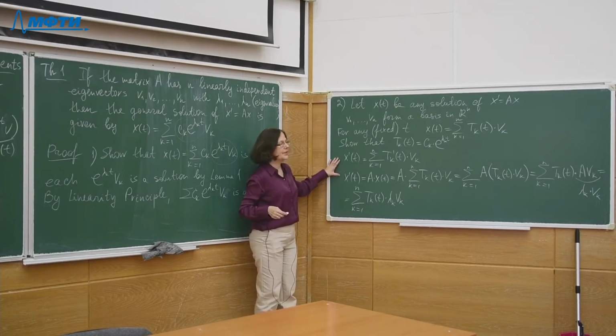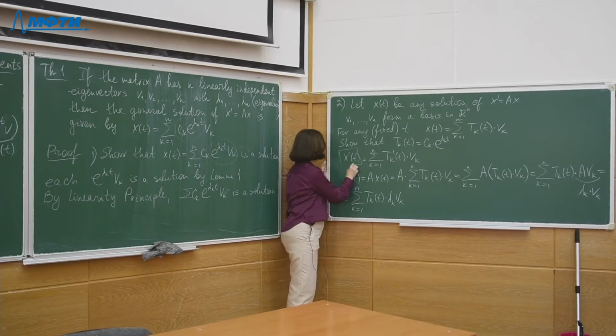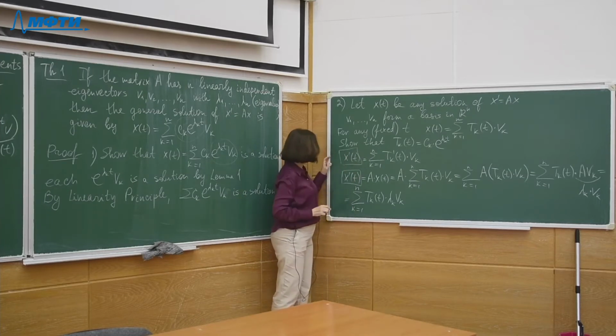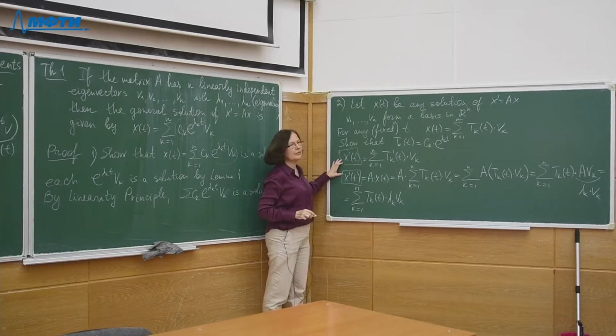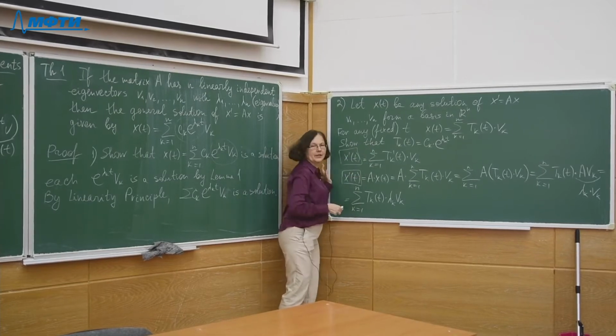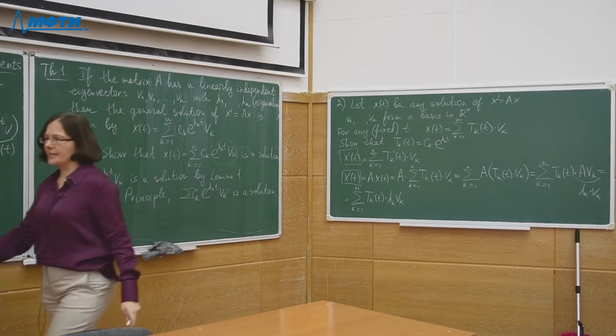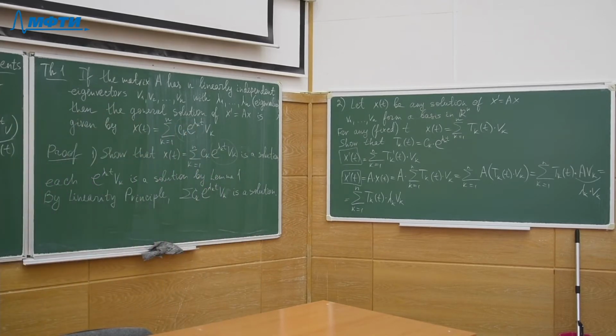Okay, so we have started with x prime of t. We have represented the derivative of this function in two ways, this way and this one, right? So I will use maybe the colored chalk.